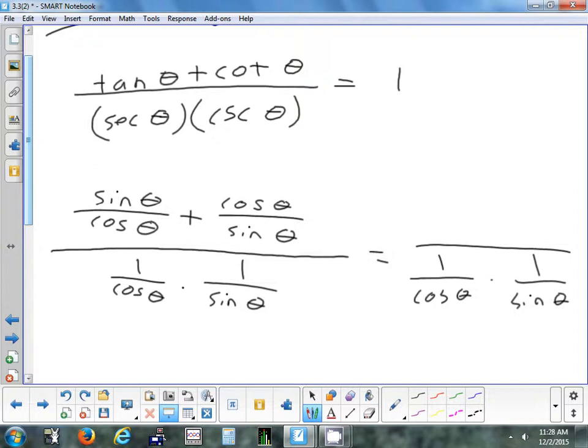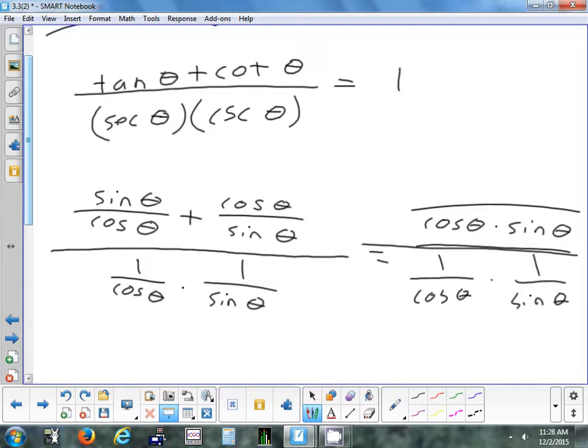Okay, and as you're going through an identity, this is more realistic. You try something, you're not really sure if it's going to work till you get towards the end, and you're like, okay, it either worked or it didn't work. What's my common denominator here? Cosine times sine. And that's good because we have the same denominator in the bottom, cosine times sine. So maybe that's going to cancel out now.